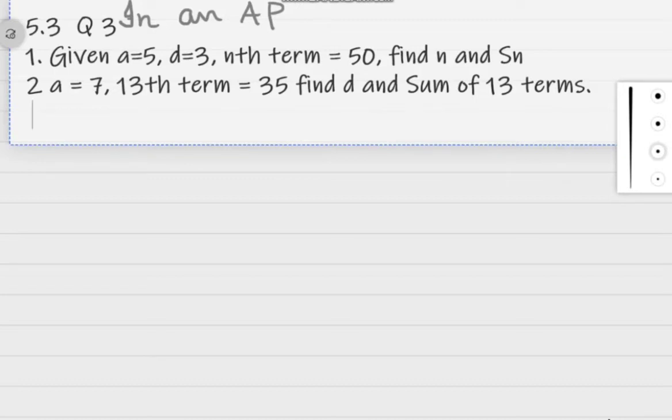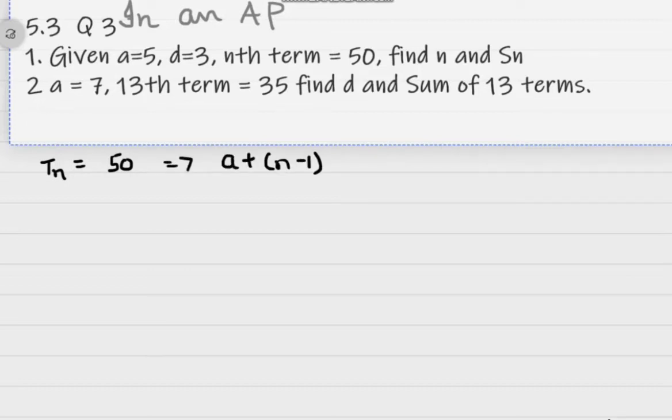Now see here, in this question we have the nth term, that is Tn, equal to how much? 50. Okay. Now Tn means what? Tn means a plus (n minus 1) into d, and this is equal to 50. Okay. Now from here you can say that a is equal to 5 and d is equal to 3. So put the value of a, that is 5, plus (n minus 1), and your d is equal to 3, will be equal to 50.